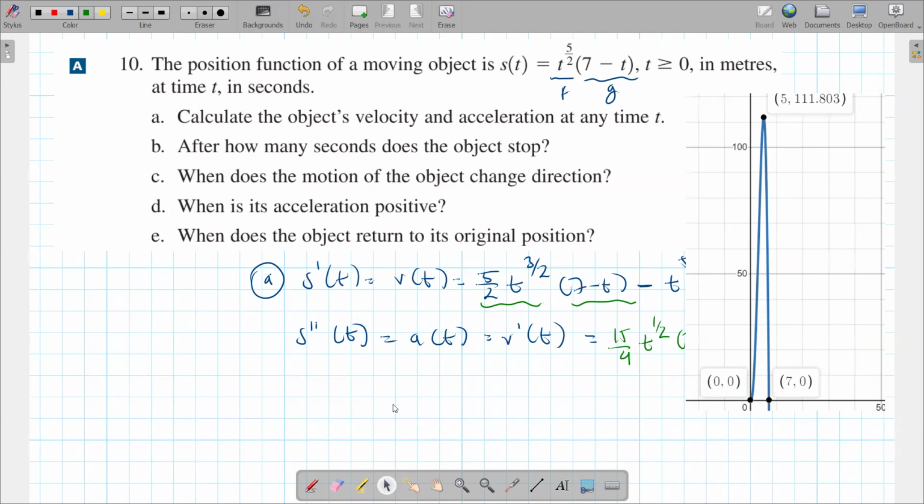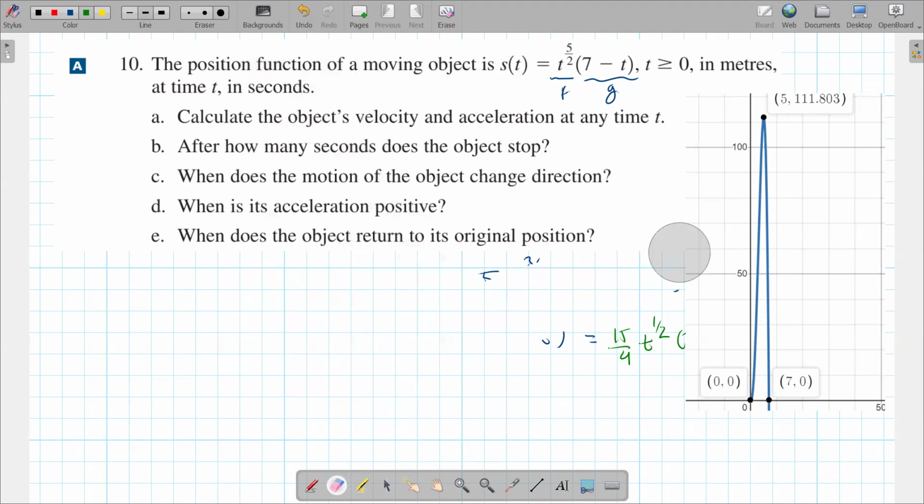Now when is the acceleration positive? Okay, now that one is not as easy. E is easy though. What's the answer to E? When time is 7. But now the question is part D. When is the acceleration positive?